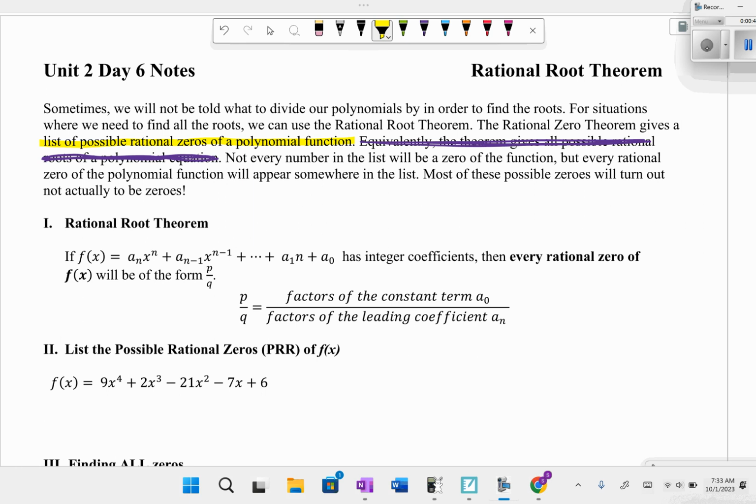So the rational root theorem states, if f of x equals, and this is a polynomial equation right here, and it has integer coefficients, then every rational zero of this polynomial f of x will be of the form p over q. What is p over q? P stands for factors of the constant term, which in this case would be your a sub 0, over q, factors of the leading coefficient, which is your a sub n.